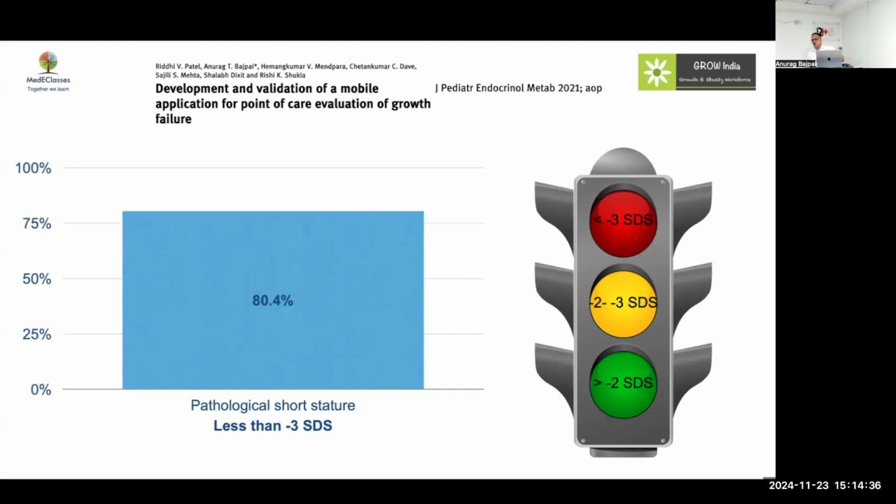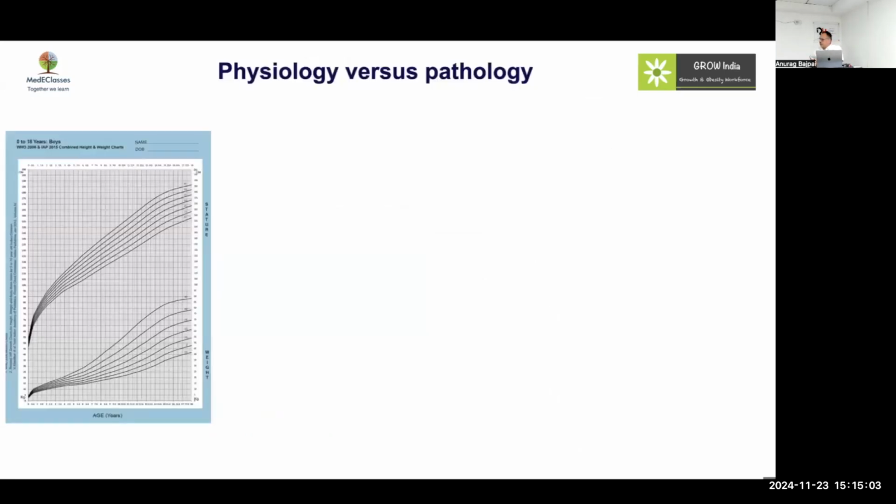What we want to do through our app is to move away from percentiles and go more in favor of standard deviation score. When you talk about percentile, you're looking at a chart, but if somebody says less than first centile, it doesn't make any sense. When you say -6 SDS versus -3 SDS, you know there is a big difference. So less than -3 standard deviation score is clearly a sign of worry. -2 to -3, you can follow up and look at that.